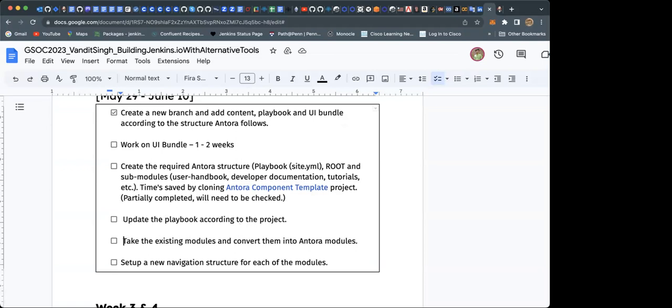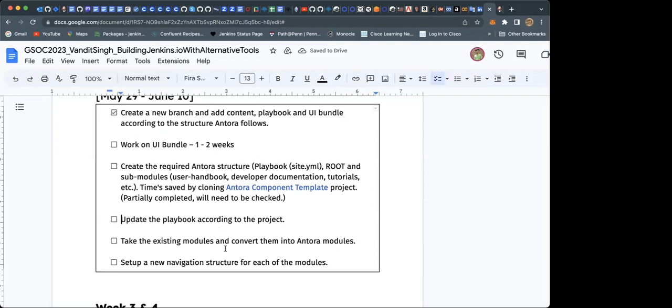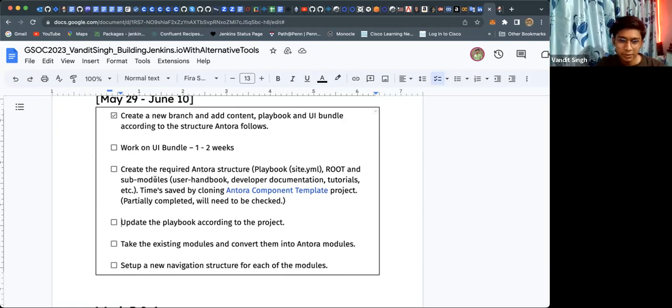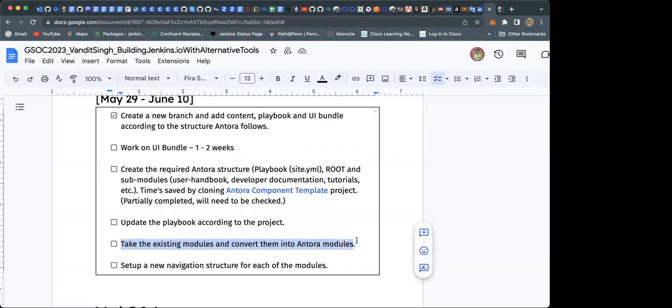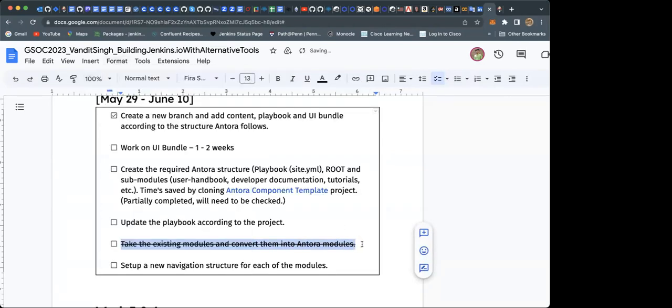Yeah, because I'm trying it out, it's quite easy to set up, except the UI is quite a bit of hassle. Yeah. I think we can remove the fifth checkbox, the take the existing modules checkbox, because we won't be converting the existing modules. You can just do this. Yeah. Format tags. Okay.